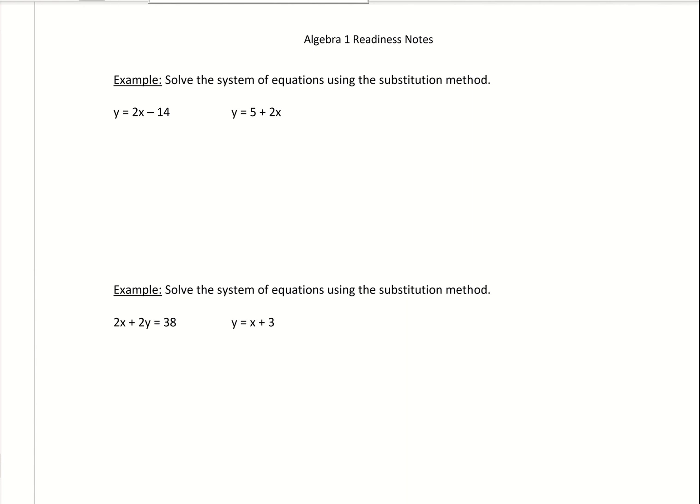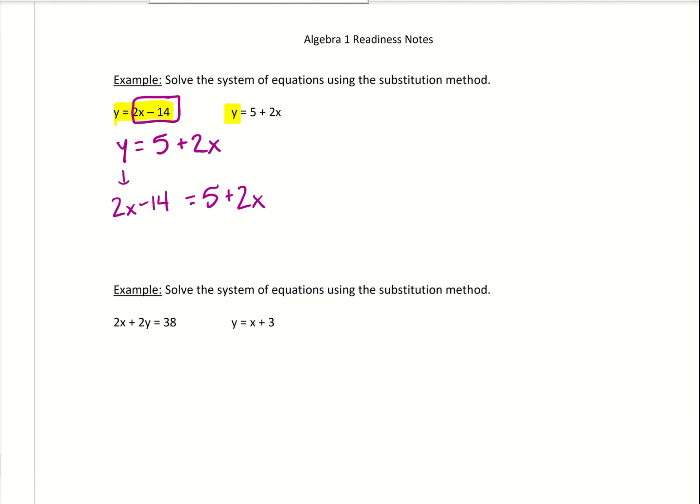All right, so I'm going to start out by taking this equation, and since we have y by itself, we can go ahead and plug the 2x minus 14 in for this y. So that's going to be right here, y equals 5 plus 2x. The y we can get rid of and change to 2x minus 14. Again, that comes from this, equals 5 plus 2x, and you actually don't need the parentheses here, which is nice.